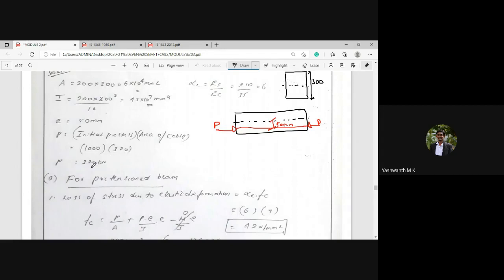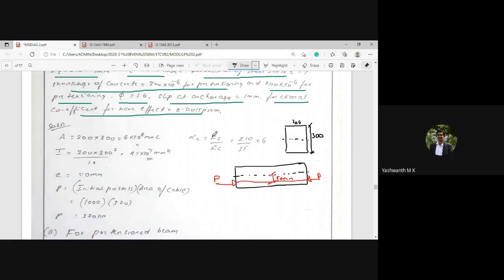The pre-stressing force of 320 kilonewton will be applied on both the ends in order to induce the compressive force on either end. Is it clear? Next, one more data which is essential is the modular ratio alpha E, that is ES by EC, that is the modulus of elasticity of steel and the modulus of elasticity of concrete.